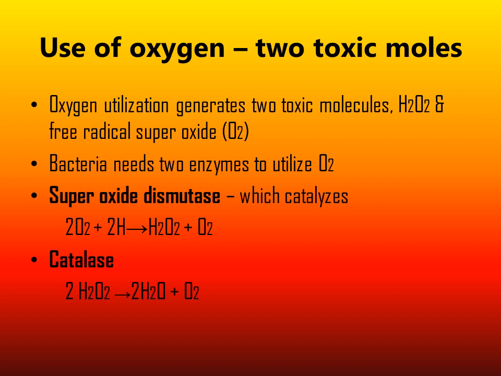A little about the oxygen requirements for the growth of bacteria. Oxygen utilization generates two toxic molecules, hydrogen peroxide and the free radical superoxide. Bacteria need two enzymes to utilize oxygen: superoxide dismutase and catalase. Both of these enzymes are present in aerobic bacteria. Aerobic bacteria are those that can utilize oxygen, so they need these two enzymes, while strict anaerobes are the bacteria that lack these two enzymes.